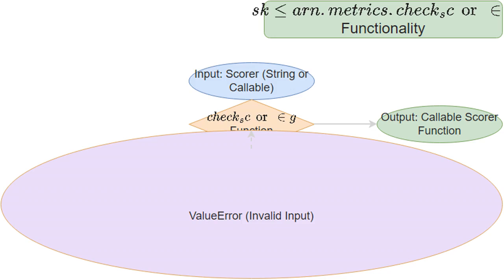If you try to give check_scoring something that isn't a valid scorer, like an integer or a string that isn't a recognized scorer, it'll give you an error telling you that the input is invalid. That's a value error specifically. It's like getting a "you're not on the guest list" message at the club.